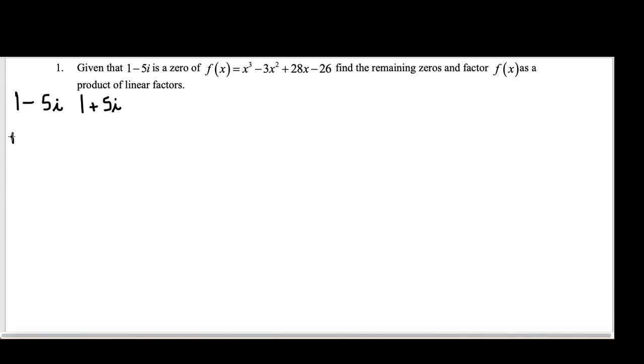Come over here. 1 minus 5i. Set up my synthetic division. My coefficients here will be 1 for the x cubed term, negative 3 for the x squared term, 28 for the x term, and a negative 26 for the constant term here, okay? Now proceed, as we learned in class before, bring down the 1.